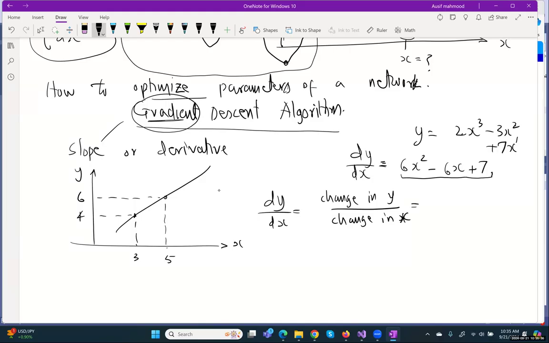So what is the change in y between these 2 points? 6 minus 4. If I pick this as the starting point, y is 6, right? The second point is 4, right? For the same 2 points, what is the change in x? For the first point, it is 5. For the second point, x is 3. So you can see what is the slope then? 2 over 2 equals 1. So the gradient is 1 over here, right? Okay.